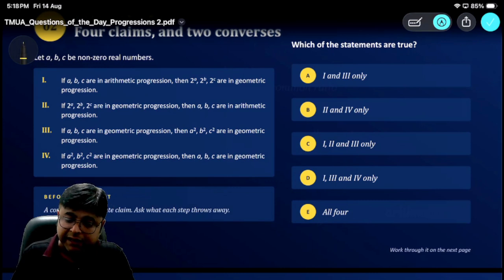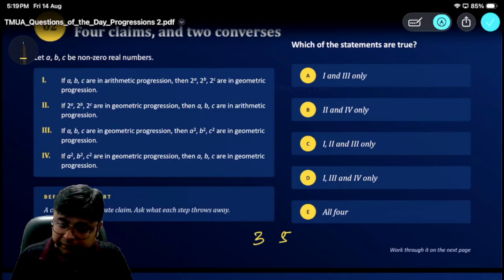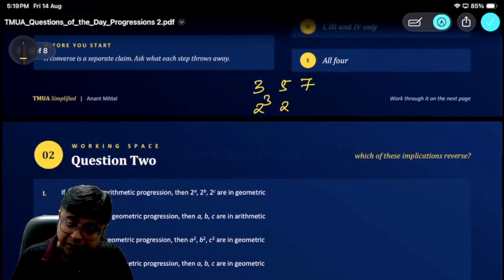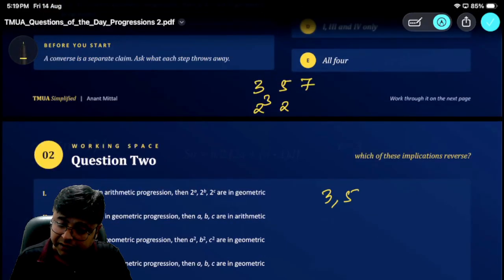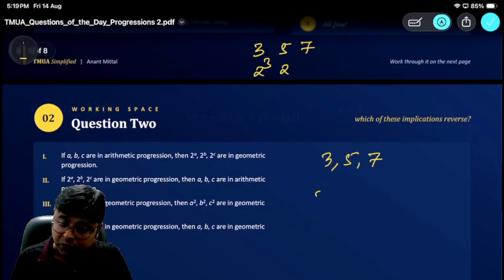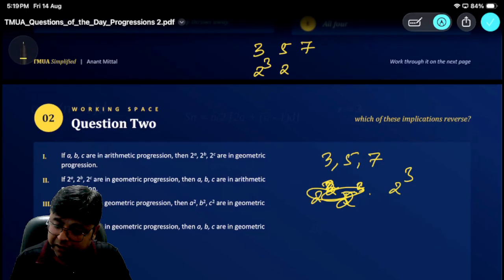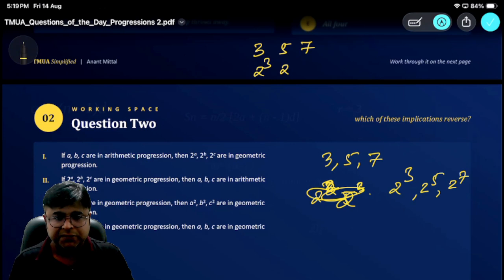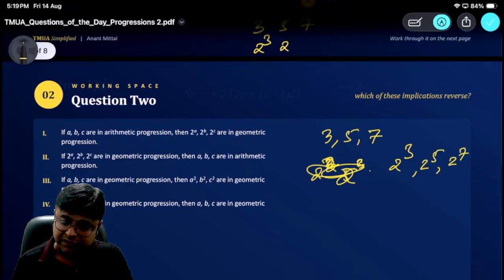So suppose I take A, B, C in AP, like 3, 5, 7. Now this gives me 2 to the power 3, 2 to the power 5, and 2 to the power 7. If you look at this, it is a simple GP because the common ratio is 4. So this is a GP.